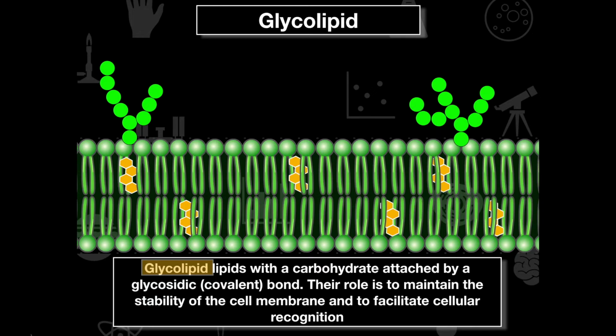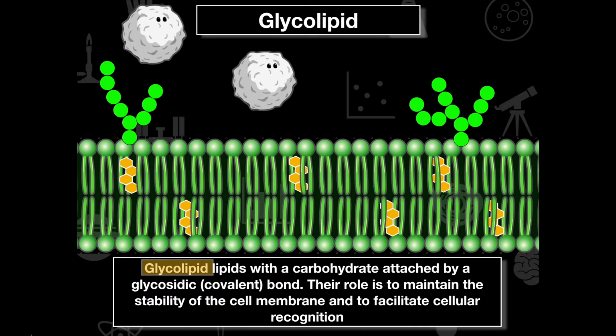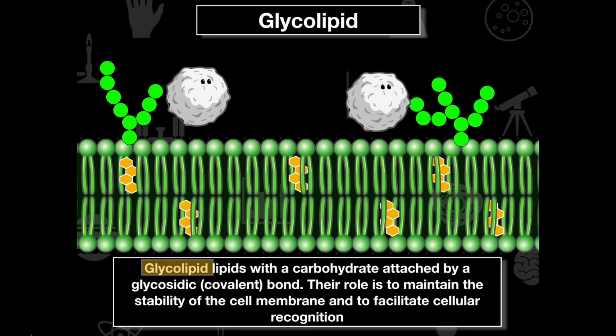And the role is to maintain stability of the cell membrane. So it's going to keep the cell membrane together, but it's also going to facilitate cellular recognition. Now, let's say we have some white blood cells floating around in our body. They're going to go up to these glycolipids, and they're going to sense, based on the shape and the polarity of these lipids, whether or not this is an invading cell, a cell that's not native to our body, or a cell that is native to our body.